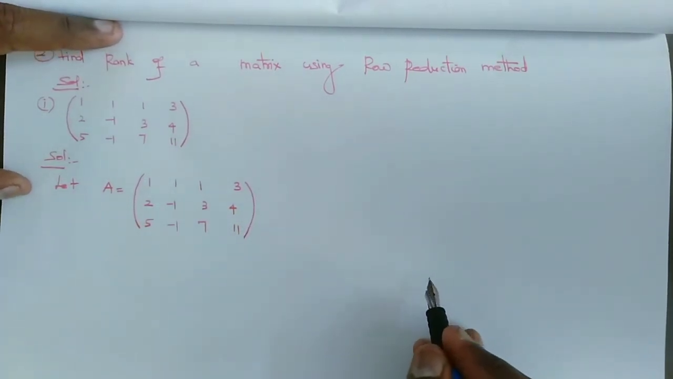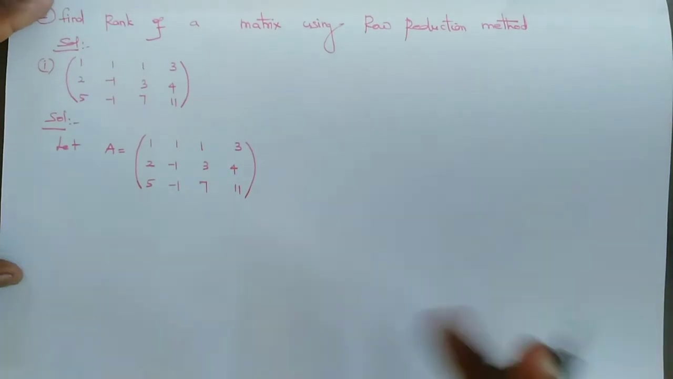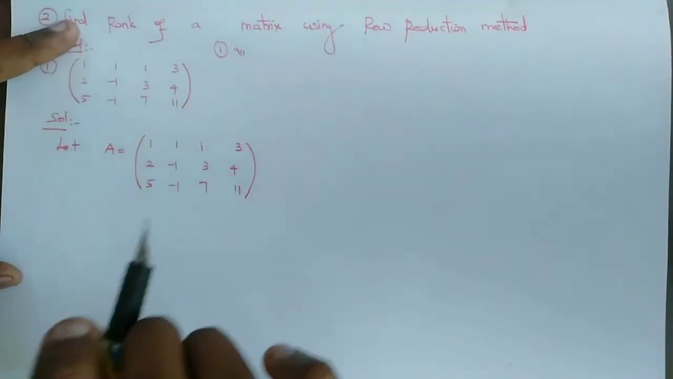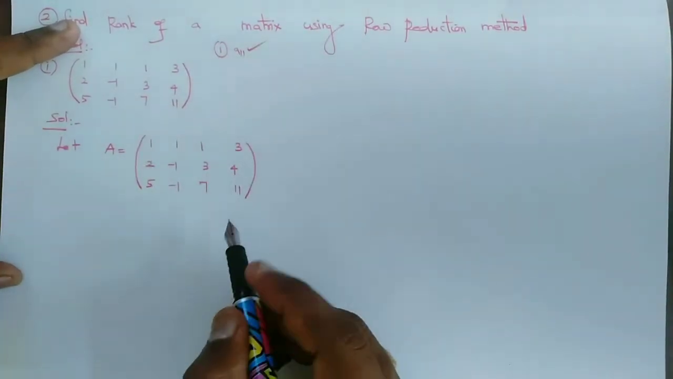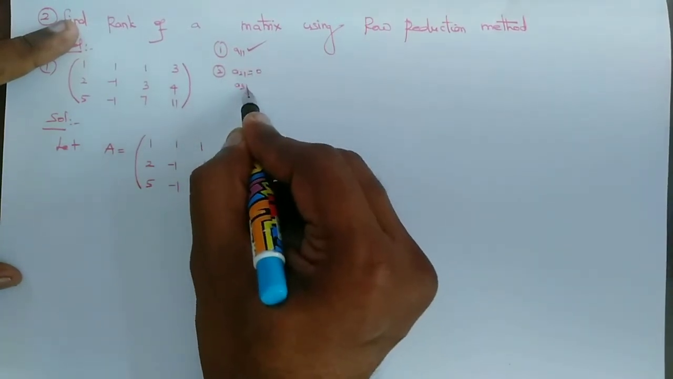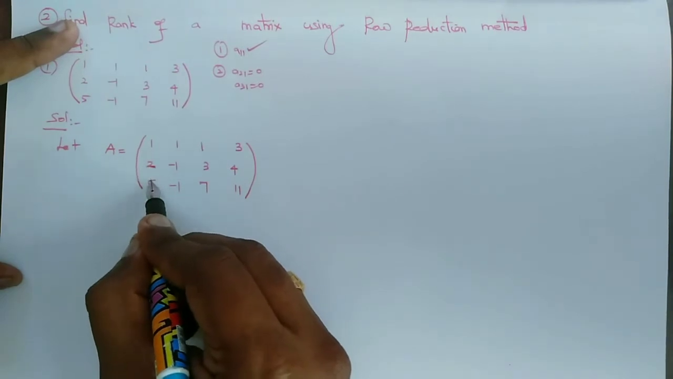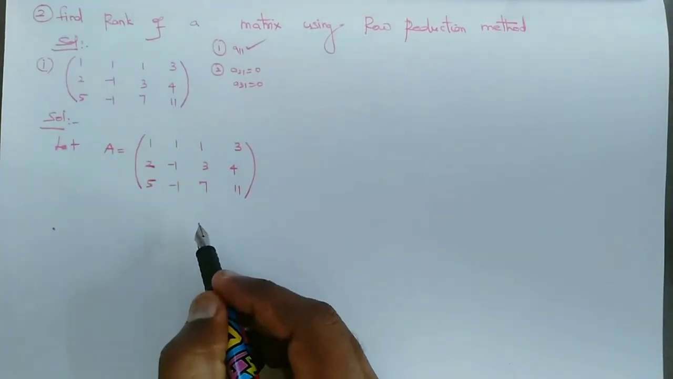This is matrix. We have named the matrix. Next, first step, A11 can be 1 or minus 1. The first step is satisfied. Second step, A21 and A31 both should be 0. To make both 0, I need to get help of R1.